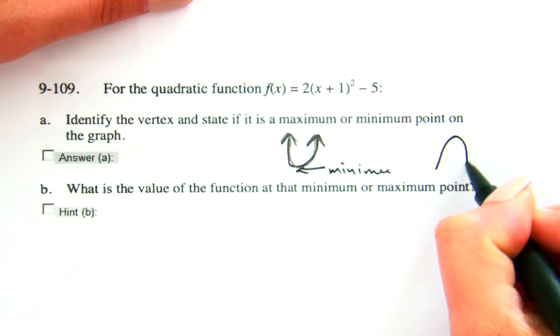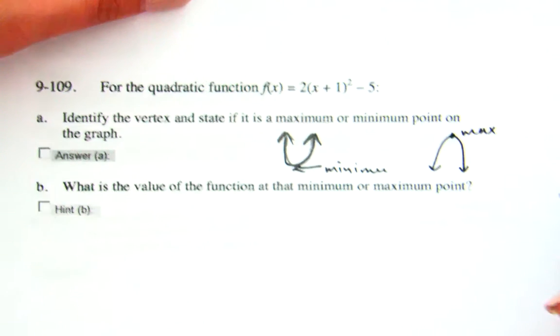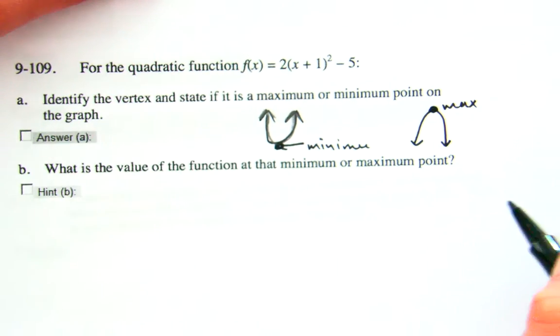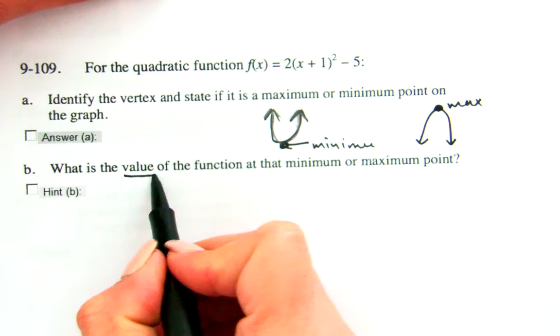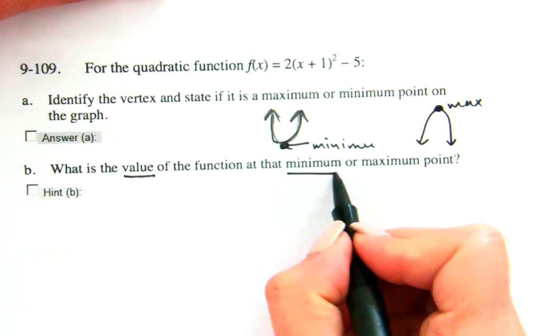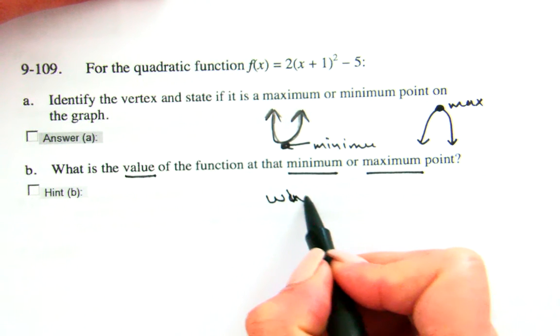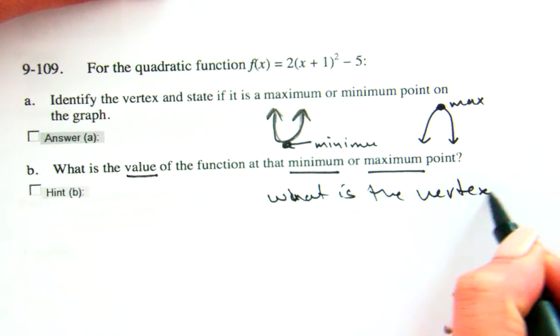If you say that it opens down, then you're going to end up with a maximum. In either case, the minimum and the maximum points, whichever way it opens, is going to be your vertex. So when it asks you for the value of the function at the minimum or the maximum, it's really asking you, what's the vertex?